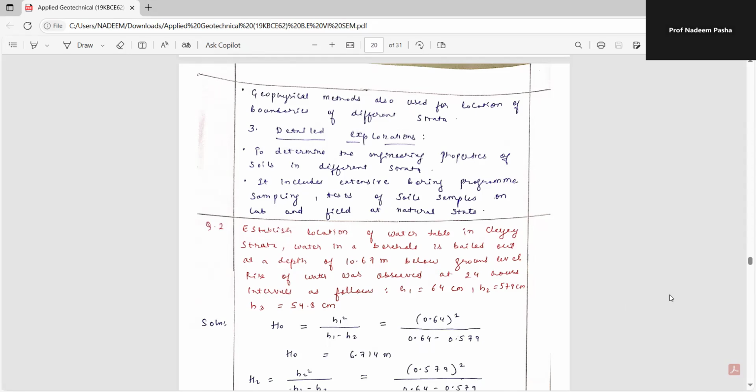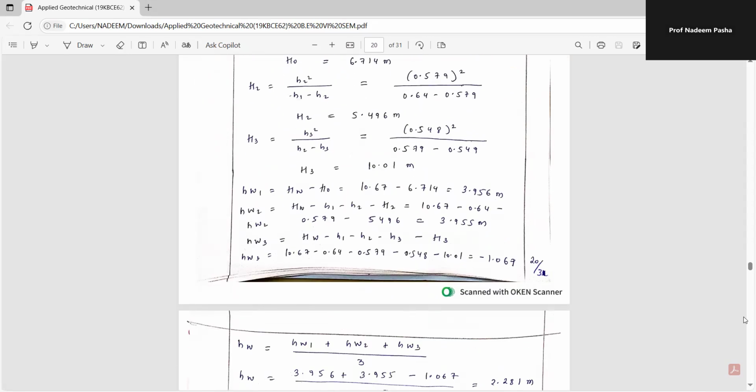So your H naught is equal to H1 square divided by H1 minus H2. H1 square is 0.64 square, and H1 minus H2 is 0.64 minus 0.579. So your H naught is equal to 6.714 meter. Or H2 is equal to H2 square divided by H1 minus H2, or 0.579 square divided by 0.64 minus 0.579. So your H2 comes out to be 5.496 meter.